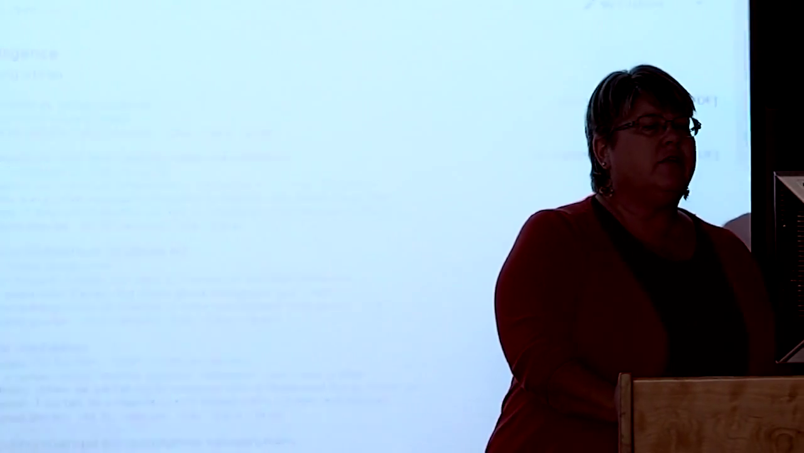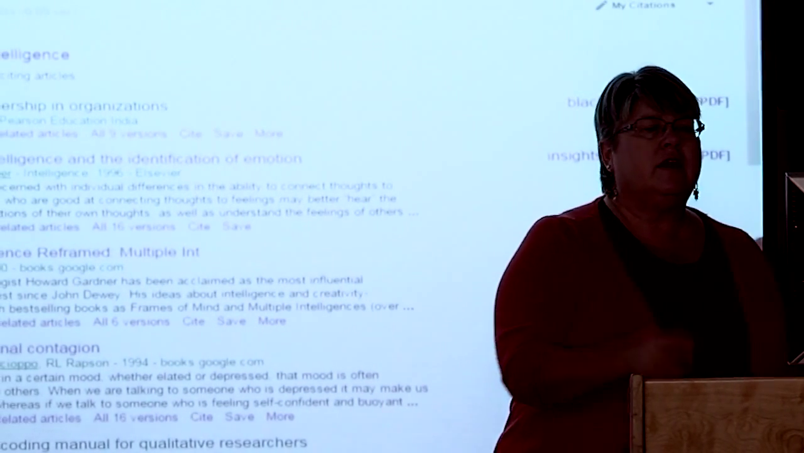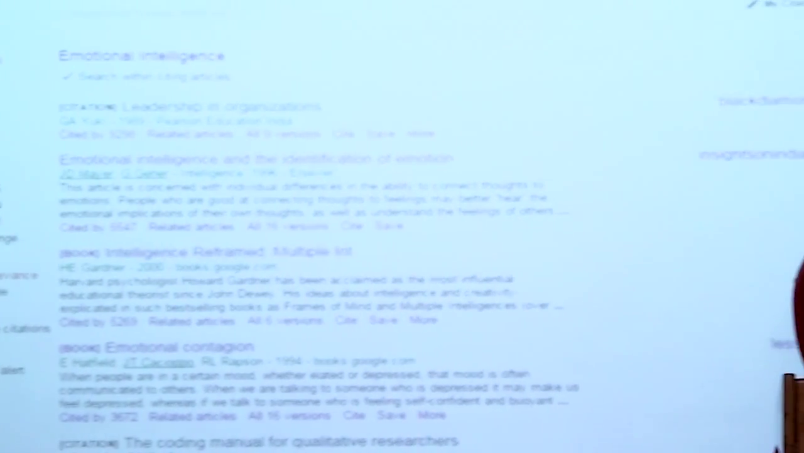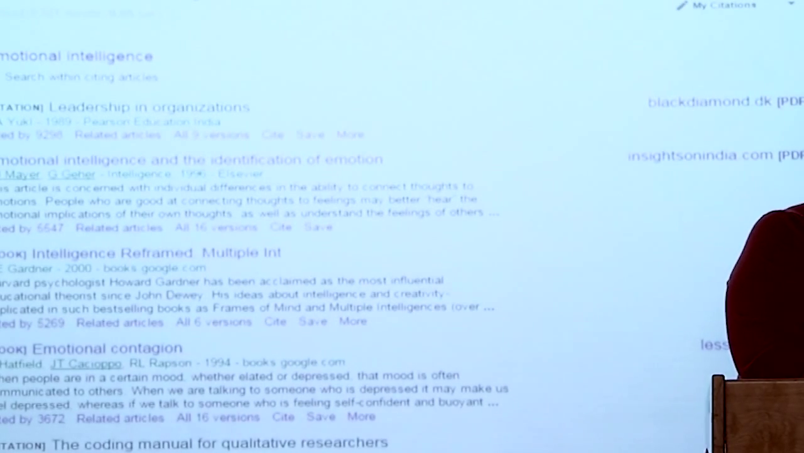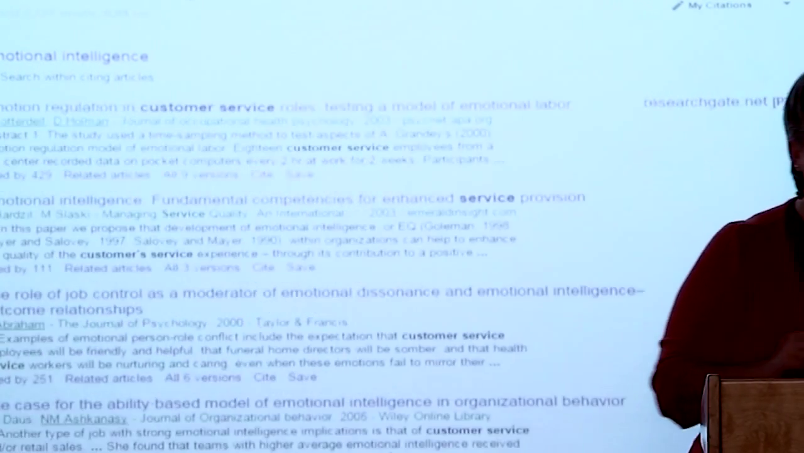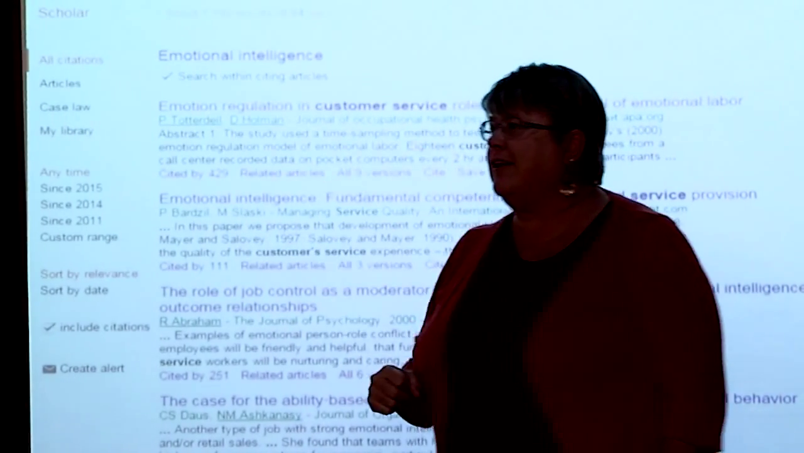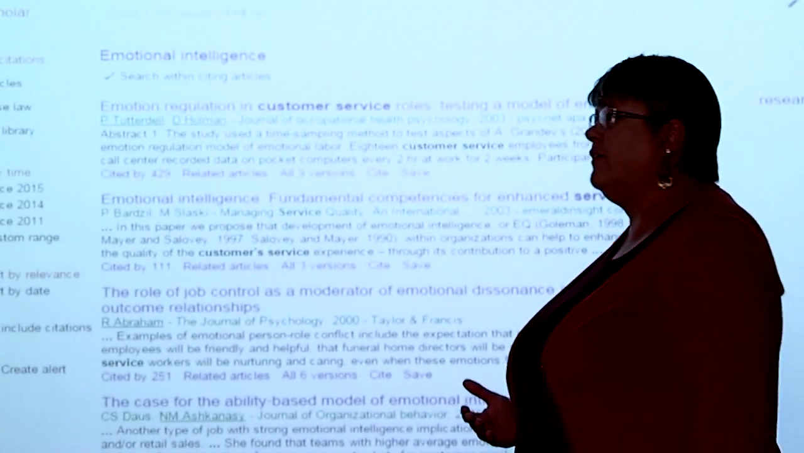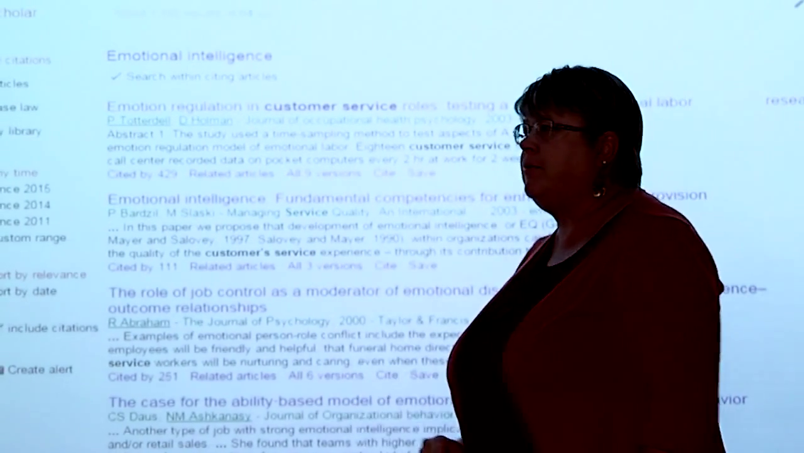So let's say I'm interested in customer service. I can then search within the results, and add customer service, and search that. Still got a lot, but I'm down to 1,000. So I went from 8,000 to 1,000, so I lost 7,000 articles. I could figure out another area that I might want to put in there.